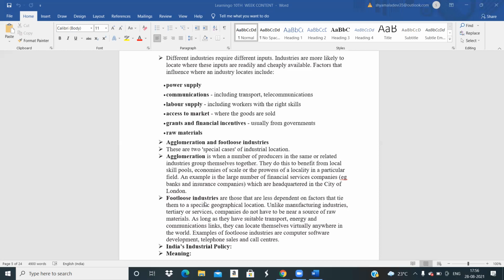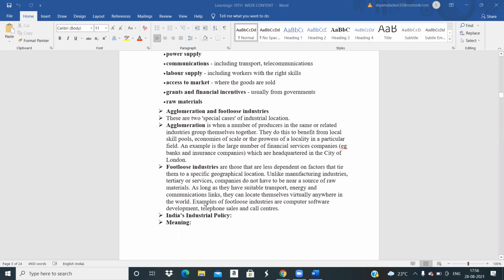Whereas if you talk about software development technology, or telephone sales or a call center, for example, you can set up anywhere because they are not dependent upon raw materials. They are not specific to the raw materials. They mostly try to generate employment opportunities. That is the main difference between agglomeration economy and the footloose industry.